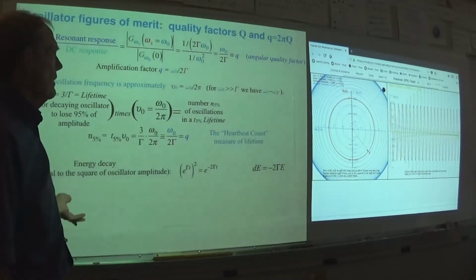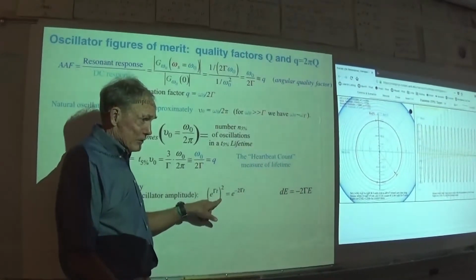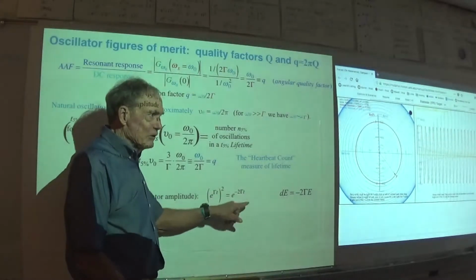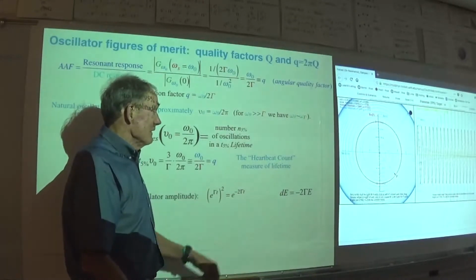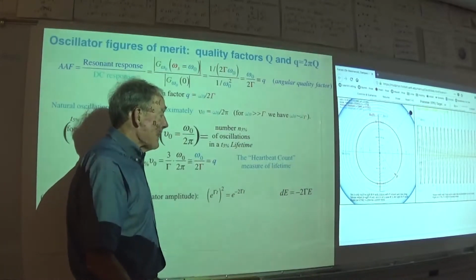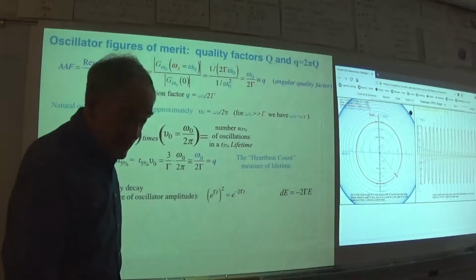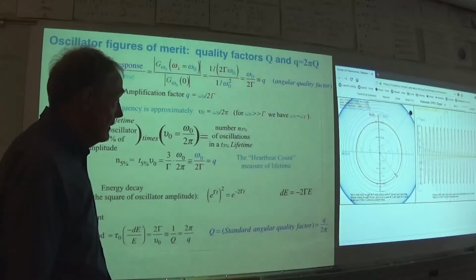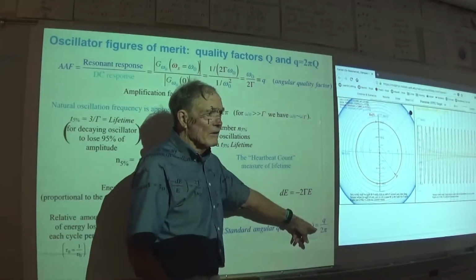But here's the number you read in most of the text. They look at the energy, which is the square of the amplitude. So that's e to the minus 2 gamma. This falls off twice the rate, and gives you dE is minus 2 gamma E. That's the standard quality factor. It differs from ours, but just by a 1 over 2 pi factor.